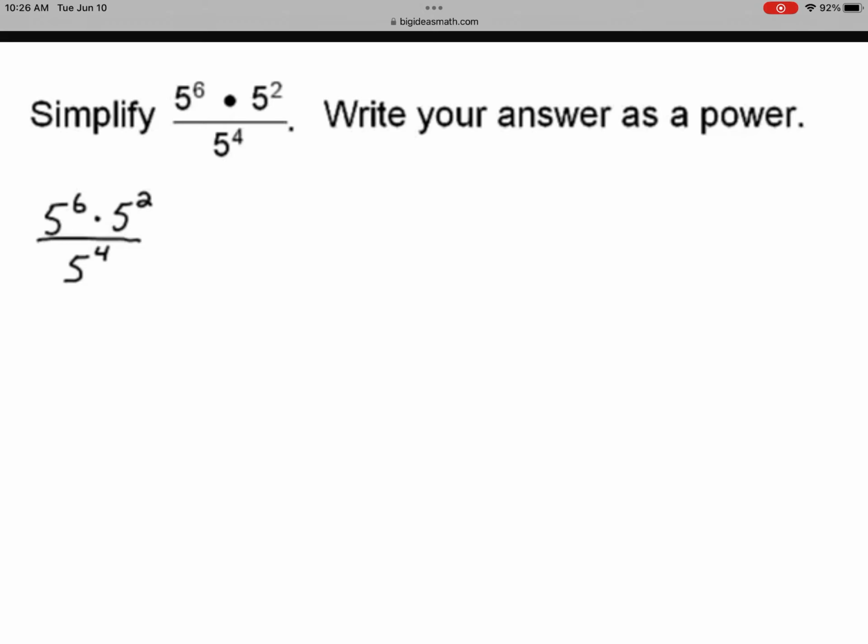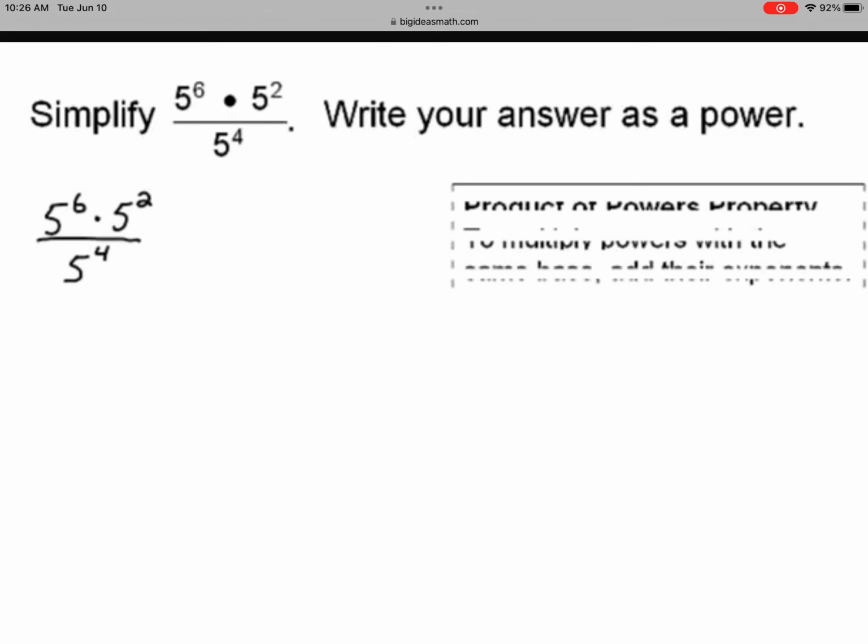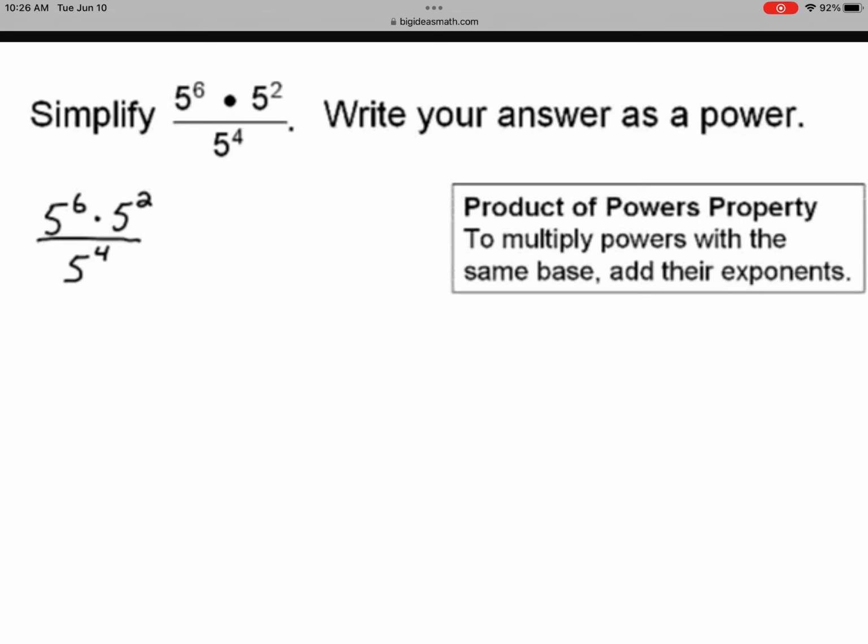You can use the product of powers property to simplify the numerator. The product of powers property states that to multiply powers with the same base, add their exponents. So, you can write the numerator as 5 to the 6 plus 2. And then the denominator is still 5 to the 4th. 6 plus 2 is 8, so you have 5 to the 8th divided by 5 to the 4th.